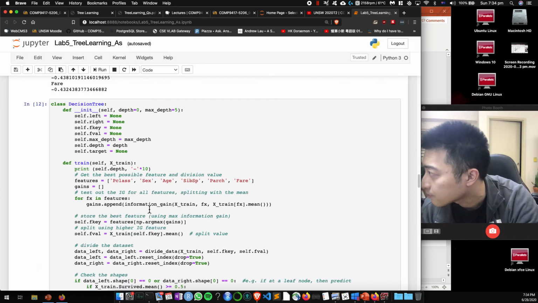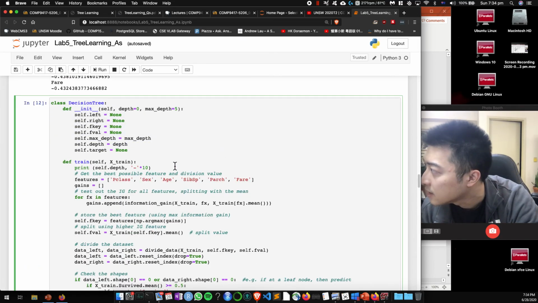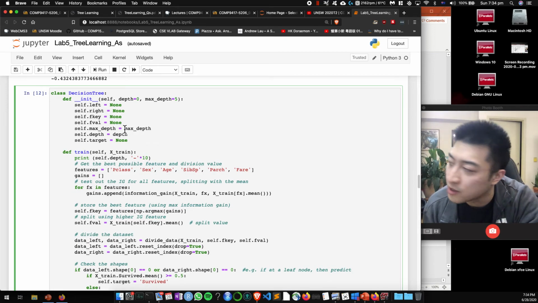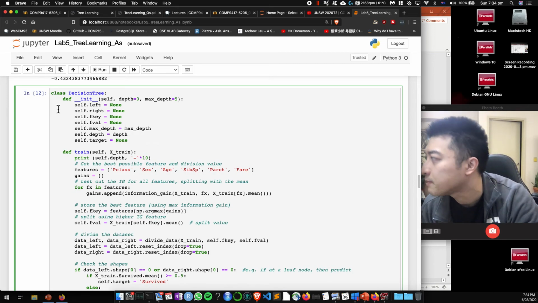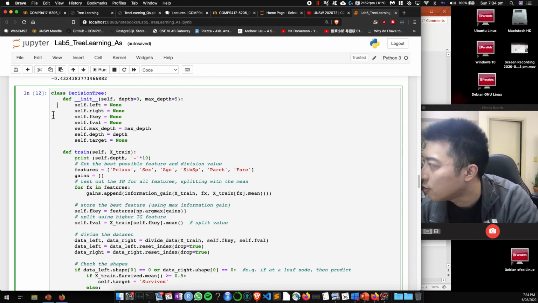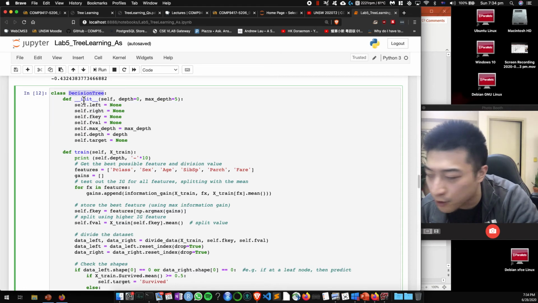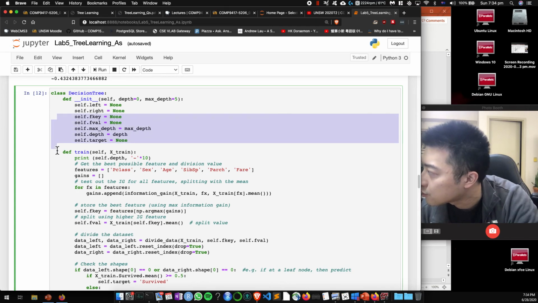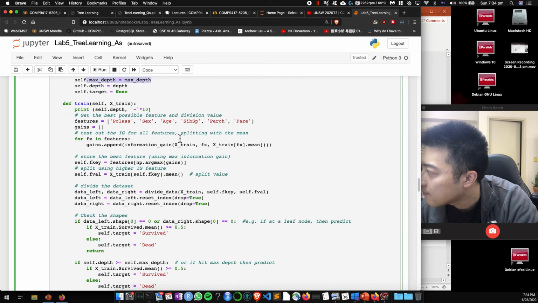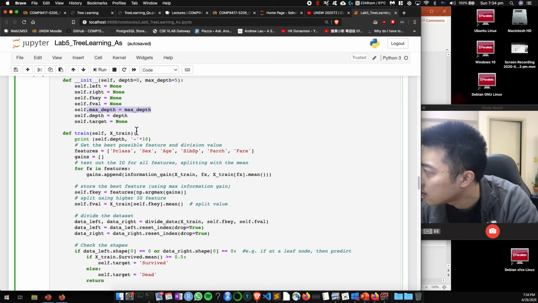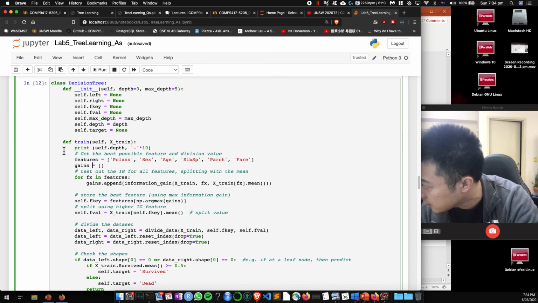Good. Here's the decision tree object. This object will store more trees in itself. So if you have a decision tree object, then your left and right branch is another decision tree object, and you sort of recursively go down the tree that way. It stores a few other things as attributes: the key, the value, this is for the prediction, and the max depth.